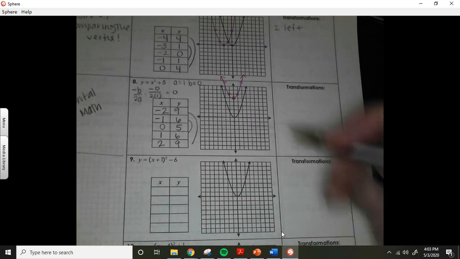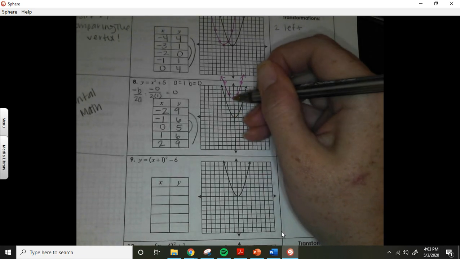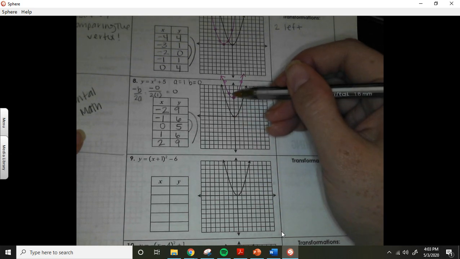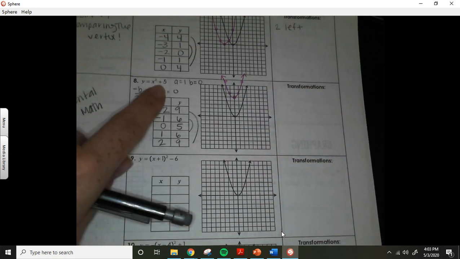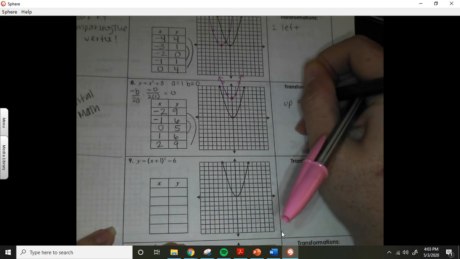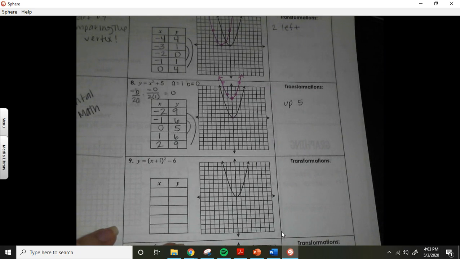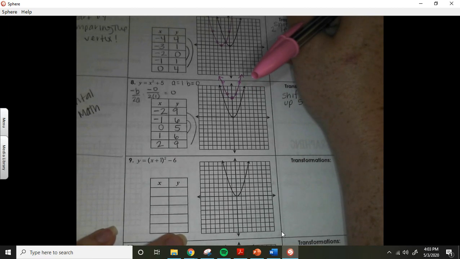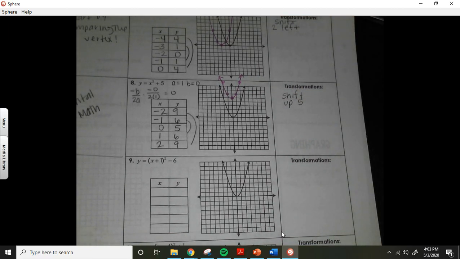Okay, so again, what happened to this graph? Here was the vertex before, now where is the vertex? The only thing that happened is it went up how many spaces? If you're saying 5, oh duh, because it's right here, then you're correct. So all this graph did, it went up 5. That's it. So it was a shift up 5. This one was shift 2 left.